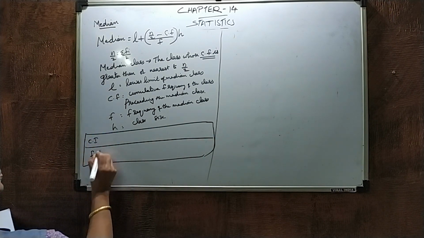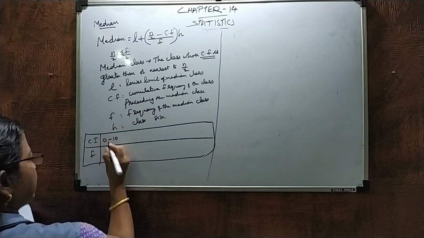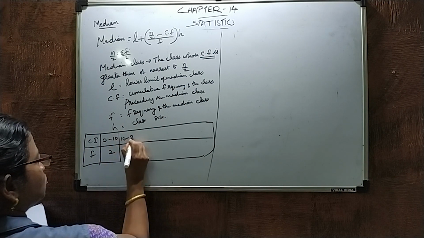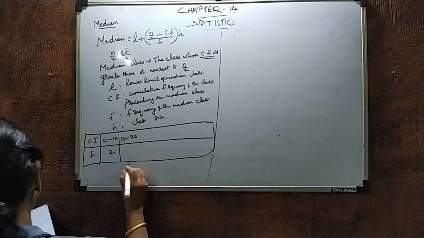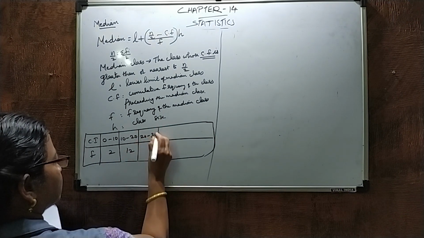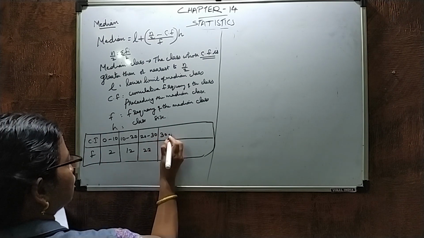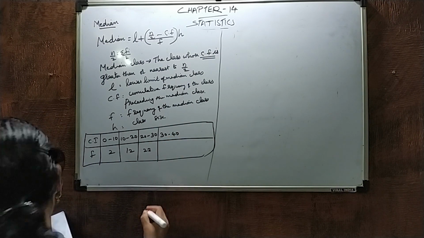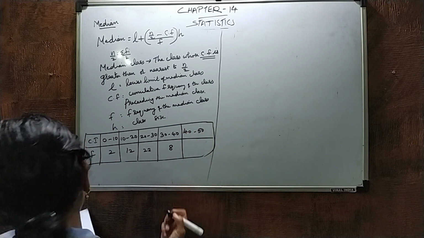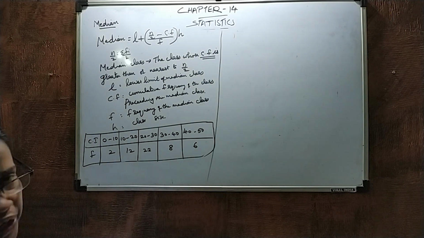Class interval, frequency. 0 to 10 is 2, 10 to 20 is 12, 20 to 30 it is 22, 30 to 40 is 8 and 40 to 50 it is 6. So you have to find out the median.